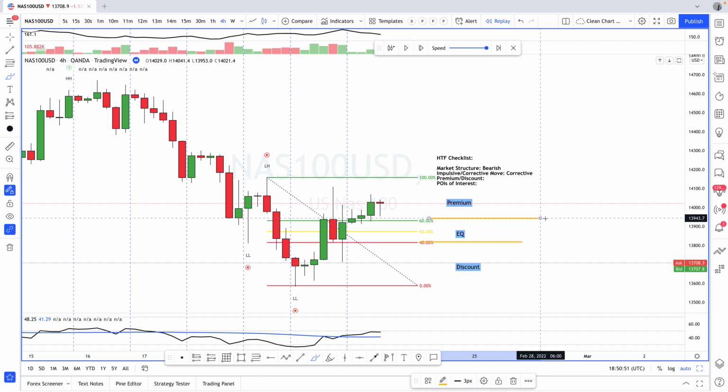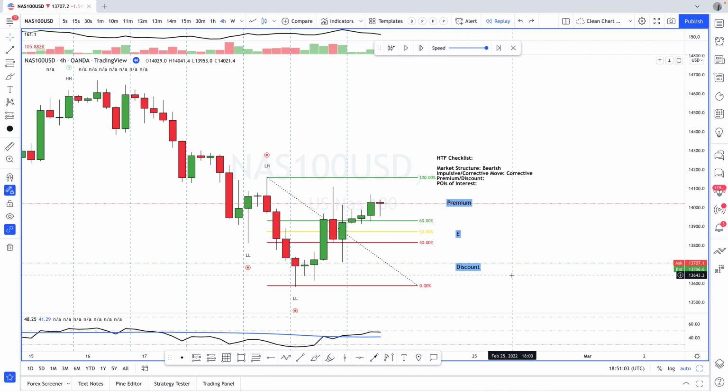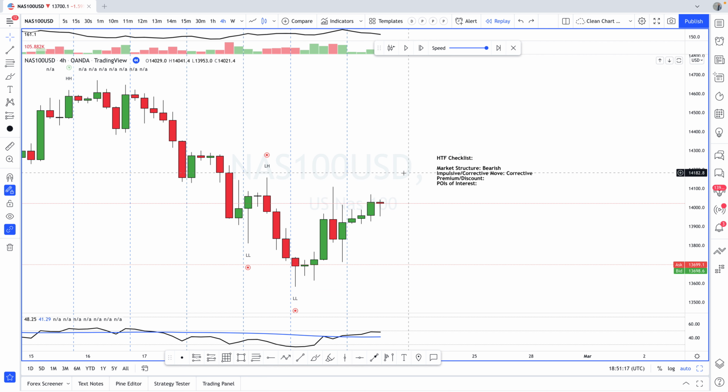Essentially it lines up like this: everything between here is equilibrium, everything between here is discount, and everything here is premium. This helps us understand what is most high probability. When we're in the premium zone, as we've noted now, sells are more likely. We always want to take sells from a premium spot. So on our 4-hour time frame, we know that a sell is most likely.